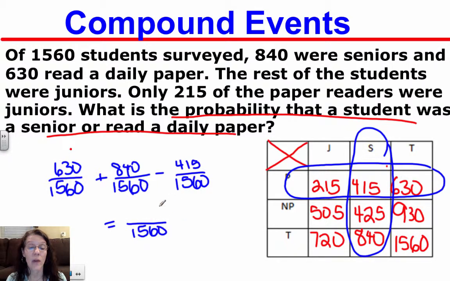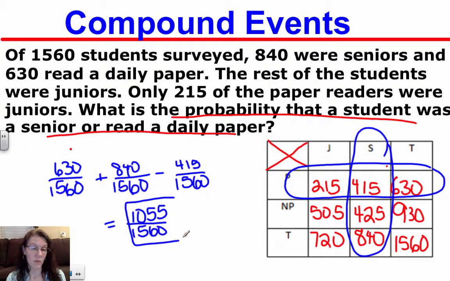Remember, when we add or subtract fractions, we do not change the denominator. So let's look at our numerator. 630 plus 840 is 1,470. 1,470 minus 415 would be 1,000. And 70 minus 15, I believe, is 55. 1,055. That's the probability.